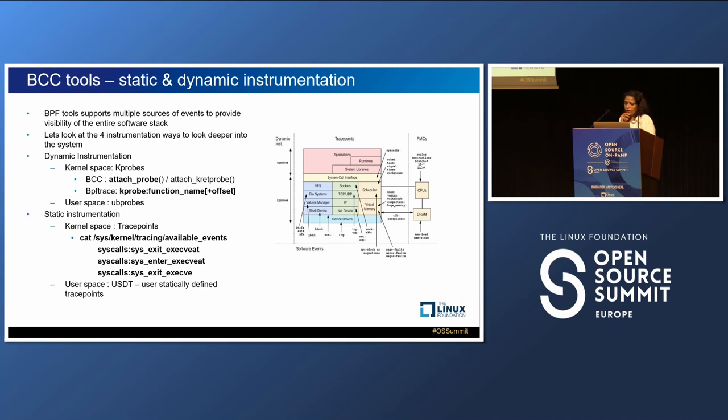So basically, here I just wanted to elaborate that there can be multiple sources of events to provide visibility of the entire stack. And to broadly categorize the instrumentation of the programs, it is dynamic instrumentation and static instrumentation, happening at the user space as well as kernel space. Particularly in the kernel, dynamic instrumentation goes through the kprobes interface, where you can attach the BPF program to the kprobes. And static instrumentation at the kernel level is done through tracepoints.